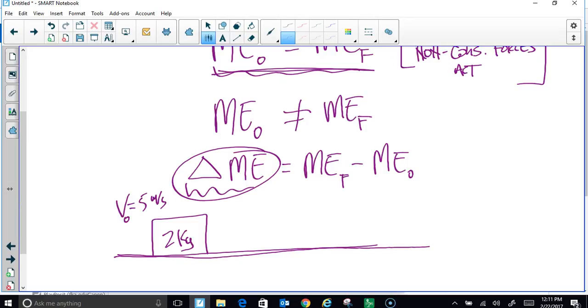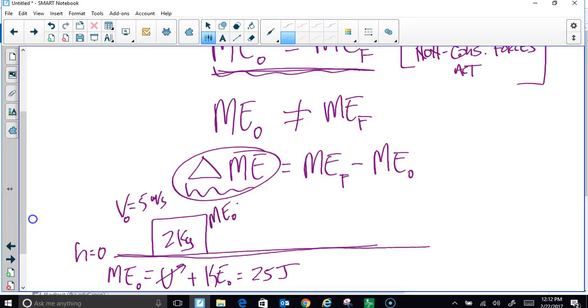So what is its initial mechanical energy? Since we're going to put it on the ground, where we're going to call h equals 0, none of it is in the form of potential energy. All of it is in the form of kinetic energy, which we know is 1/2 mv squared. It's going to be half m, so that's going to be 1 times v squared. It's going to be 25 joules, keeping the numbers simple. So the beginning mechanical energy is 25 joules.